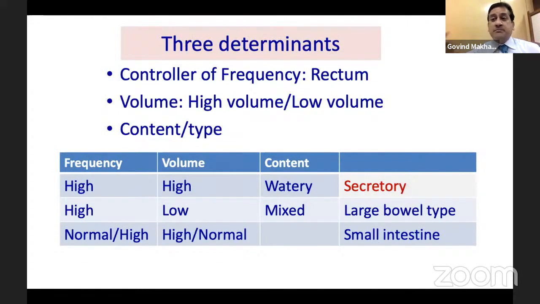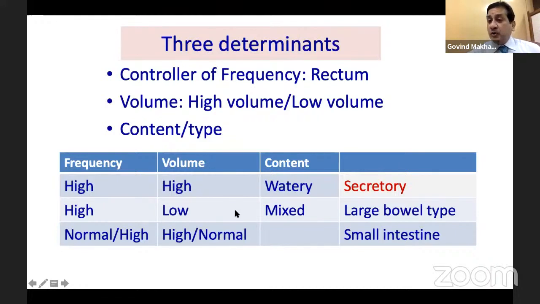And again, bringing all three points, the fluidity, frequency, and volume, together: high frequency, high volume, watery content is nothing but secretory diarrhea. Secretory, acute condition is infective, chronic is a neurohormonal secreting state, and there could be multiple causes of that. High frequency, high volume, watery is secretory diarrhea.